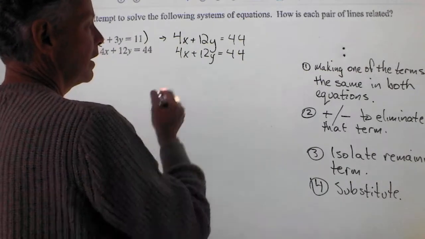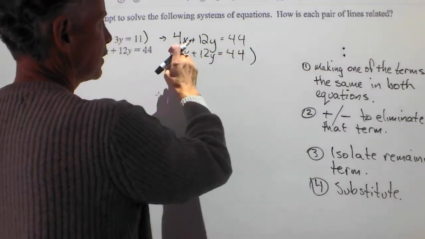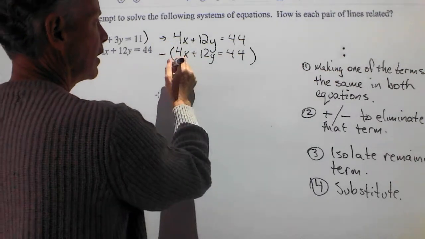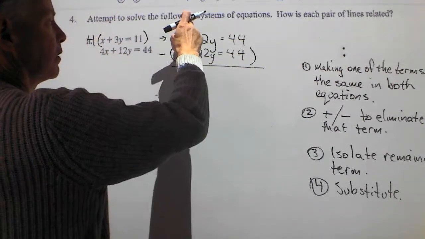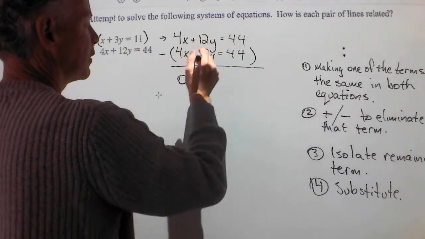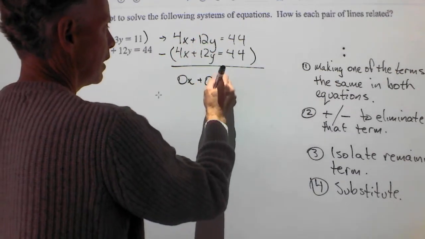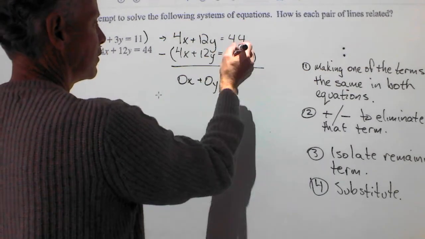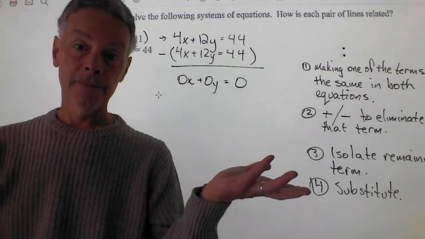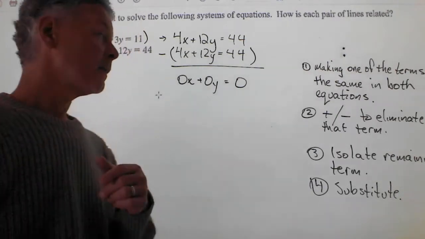We're going to isolate x, and because the sign on the x term is the same, we know we have to subtract. And what do we get? 4x minus 4x is 0x. 12y minus 12y is 0y. 44 minus 44 is 0. Does not work.